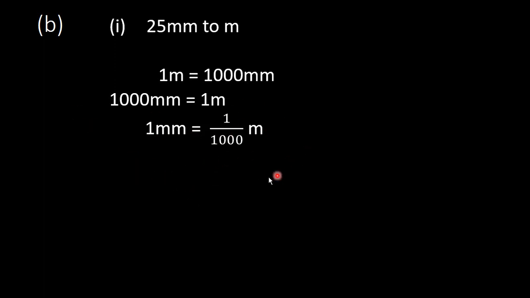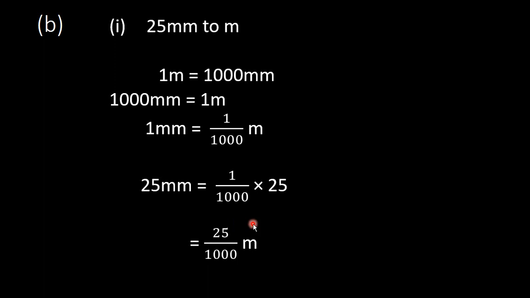Now, after having this, it's easier for me to convert, because I now know that 1 millimeter is equivalent to 1 over 1,000 meters. So what about the 25? I'll simply multiply 25 times that, so we have 1 over 1,000 times 25, and that will give you 25 divided by 1,000. And if you divide 25 by 1,000, that will give you 0.025 meters. So that's how you can convert that unit to meters.